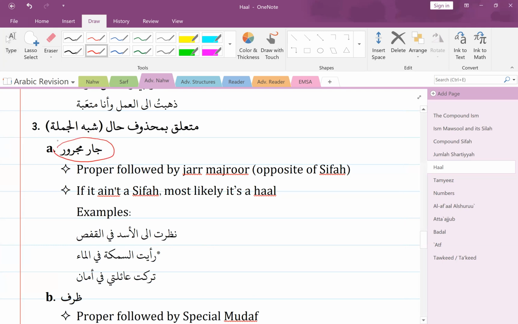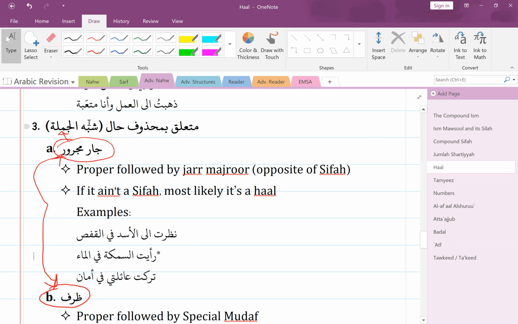Now together, a jar majroor and a dharf, these two things together, they're called shibhul jumla. You will come across this thing, shibhul jumla. At first, I didn't know what this thing was, but then I decided I want to understand what it is. It basically means either jar majroor or dharf. Like it's pretending to be a sentence, but it's not really a sentence. Shib means similar. So it's similar to a sentence, but it's not really a sentence. It's pretending to be a sentence.